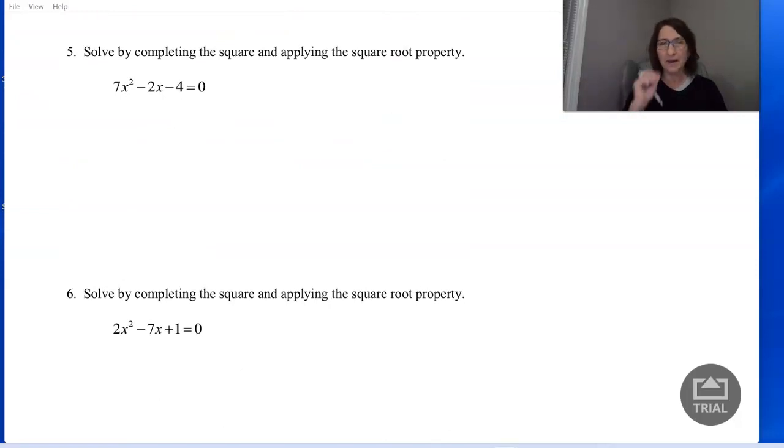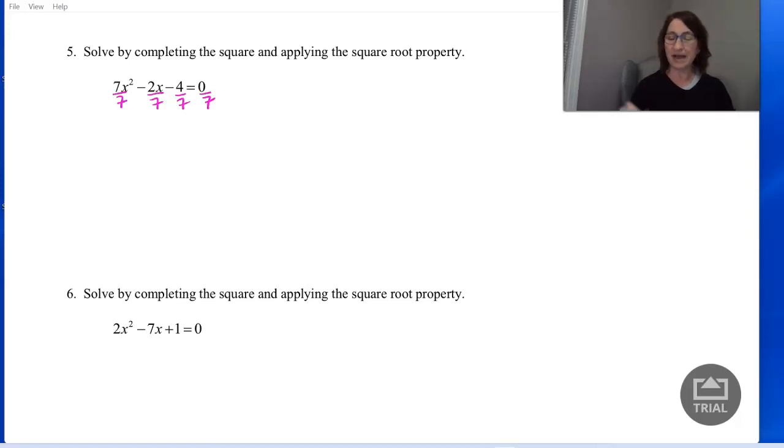So I look at 5. I see that I've got a b of 2, but then I have an a, or a leading coefficient, of 7. Okay, I can't have that 7. So what do I do? I am going to divide my entire equation by 7. All right. So I do 7, 7, 7, 7. Okay? And so that is going to give me x squared.